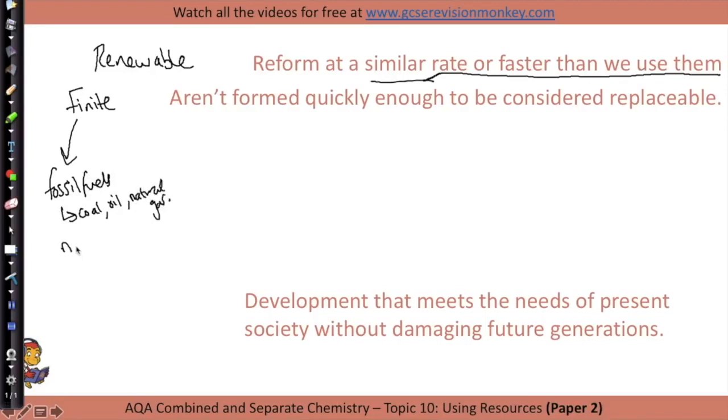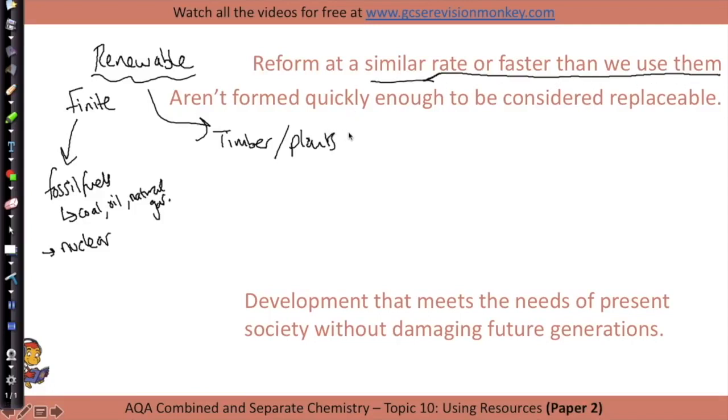And things such as nuclear fuels. Now, these we rely on really heavily at the moment for electricity production, for heating, for cooking, and all of those things. However, really what we should be looking at is trying to use more renewable resources, so things such as timber and plants. And in terms of electricity production, you'd have renewable resources such as wind and water, etc., because they can reform at a similar rate or faster than we use them.